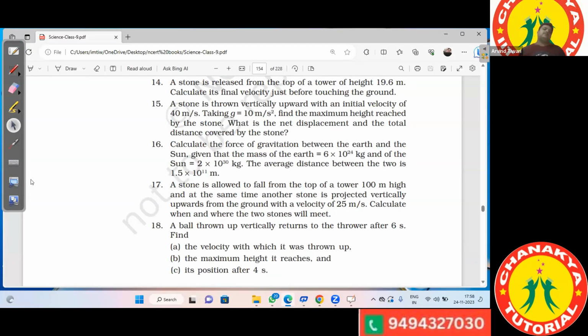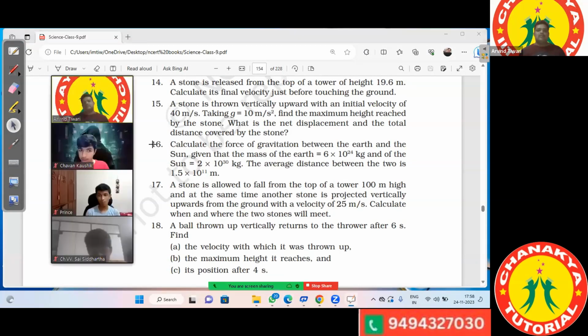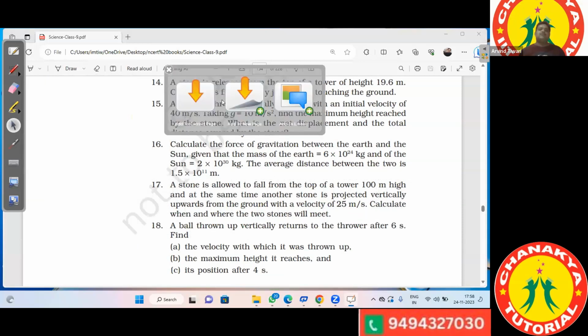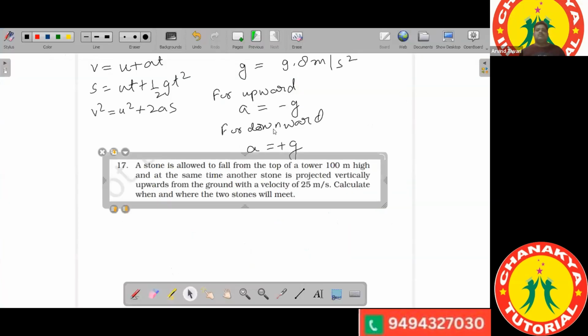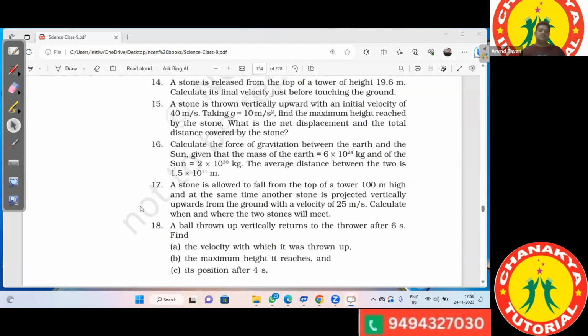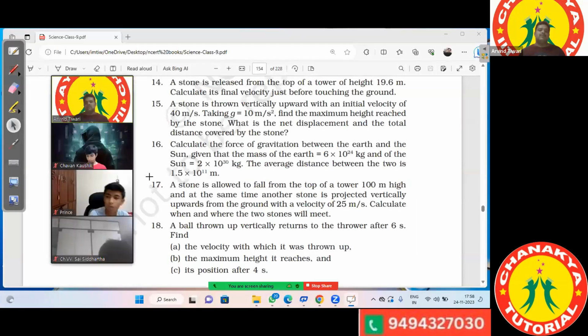So, see here. Today we'll do question number 17. Before that, is there anyone who is finding any problem in these questions of free fall? No problems? Okay, let's see this question.